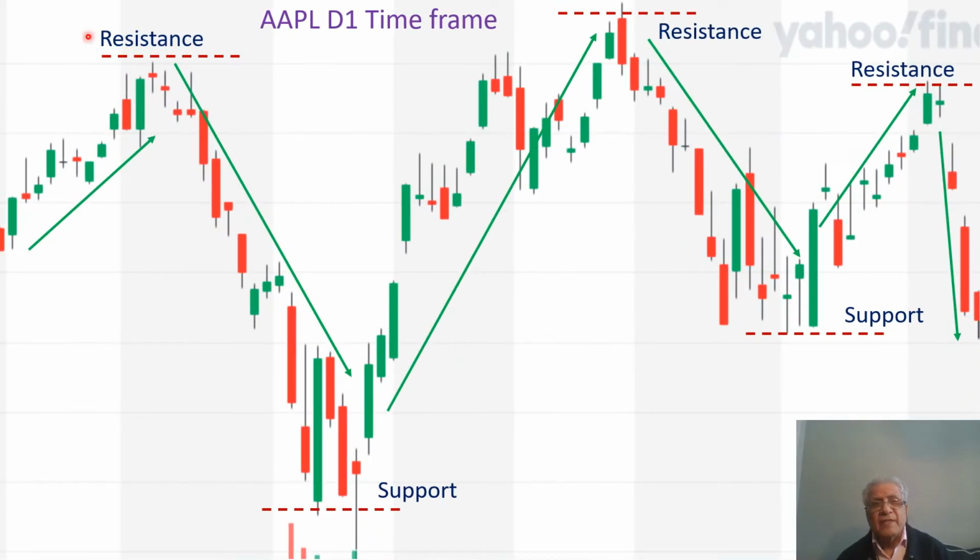This is Yahoo Finance Apple stock, D1 time frame. Before we proceed, we have to identify our support and resistance levels. These are ones I identified already, and this is basically the same level. And you see this is an uptrend, and the uptrend comes to the top with this resistance.